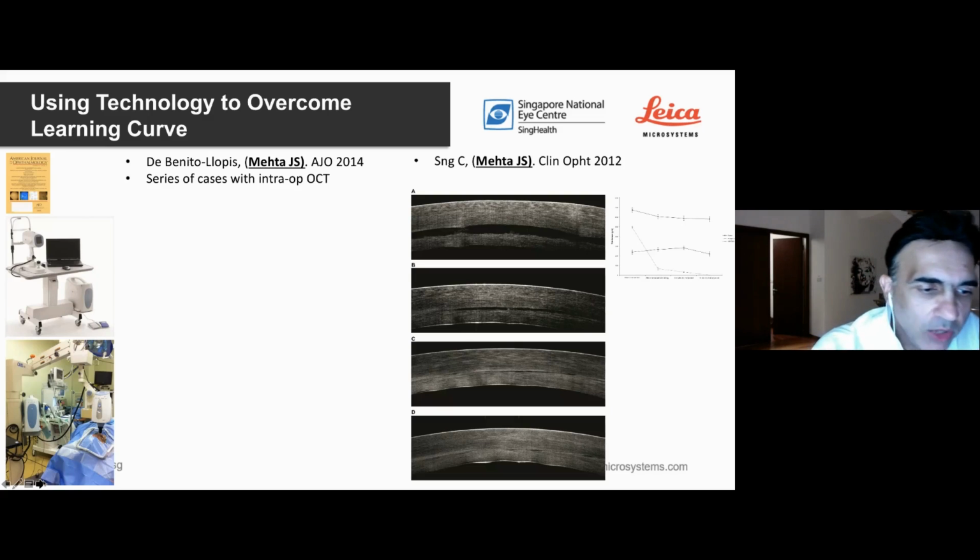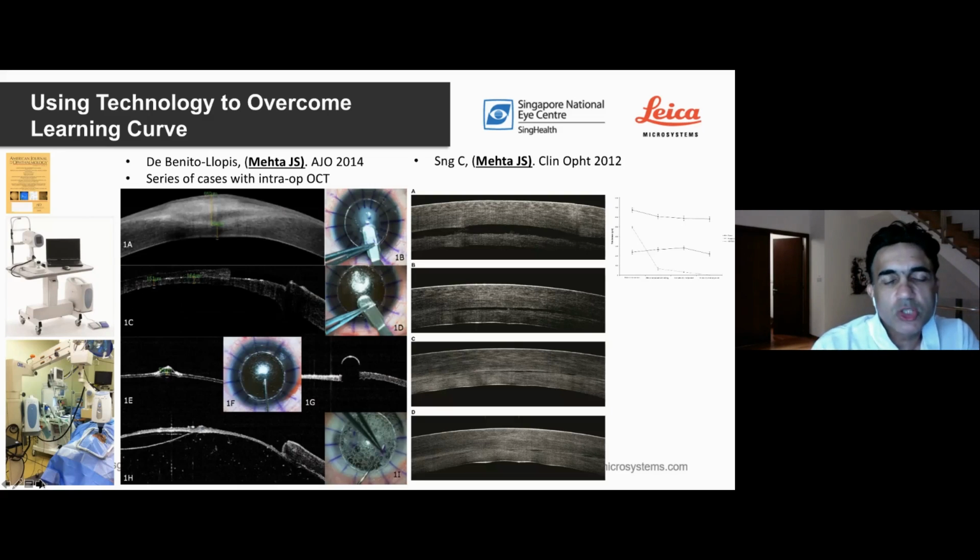Okay, so how can we use modern technology to overcome this learning curve and help us get along with the surgery itself? Back in 2012, we started using intraoperative OCT. At that time, we were using this device over here. This is a portable RTVue device, and underneath that, you can see the setup that we had in the OT. So this is about 8 years ago.